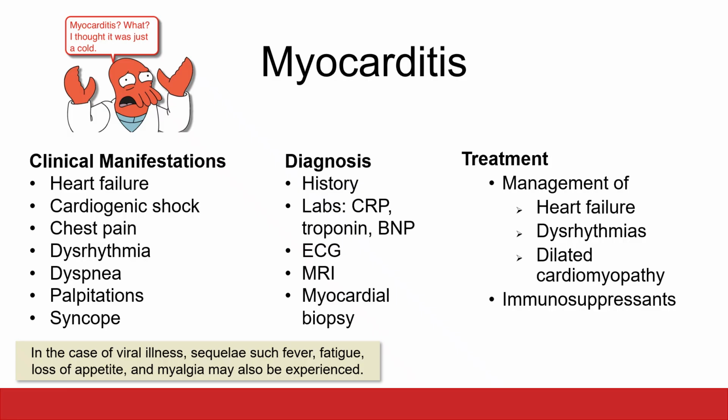So diagnosing wise, history, we can do labs, CRP, which is going to show inflammation, troponin and BMP, that's going to rule out myocardial infarction and heart failure. We're going to do 12-lead EKG, MRI, myocardial biopsy. So that's a heart biopsy. That's not done routinely. It really is for really bad cases, but that is the most definitive test to diagnose myocarditis. So treatment, we're pretty much treating whatever symptoms are presenting. So if they do go into heart failure, we're going to help with that, dysrhythmias, and possibly immunosuppressants if it's autoimmune.